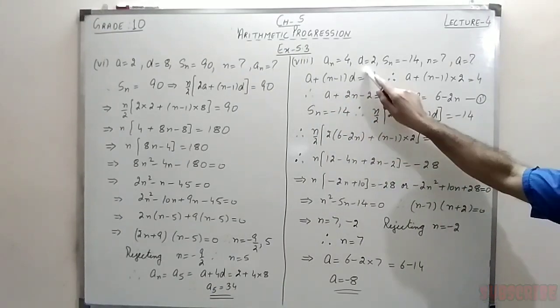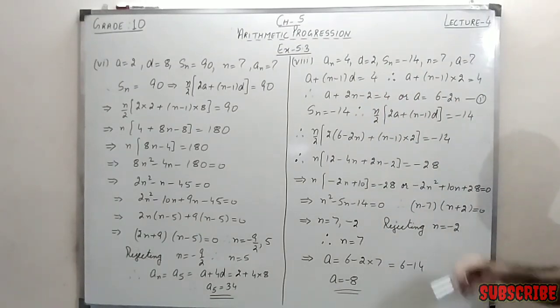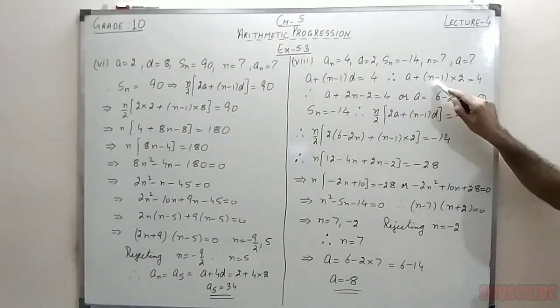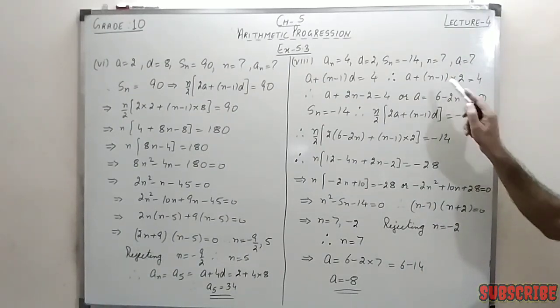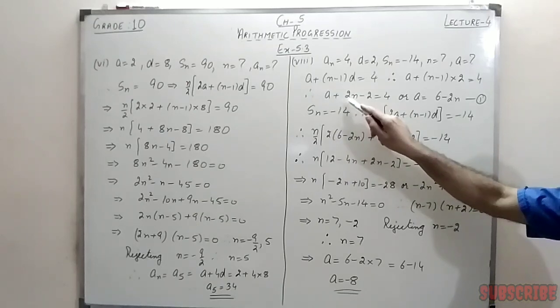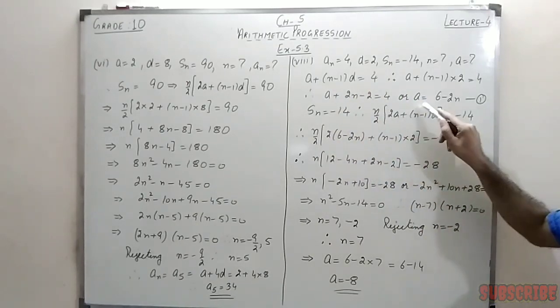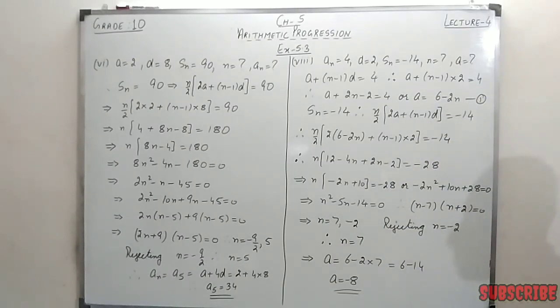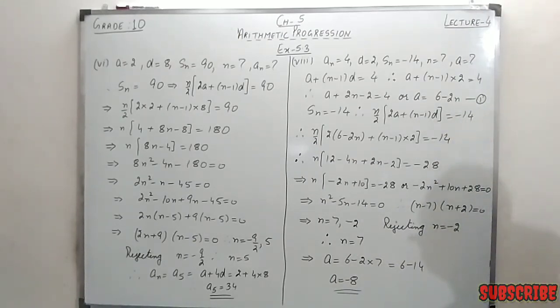Now what is given to me? d is given as 2. So I substitute the value of d as 2 here and I get a plus n minus 1 into 2 equals 4. When I multiply this 2 inside, I get a plus 2n minus 2 equals 4. From here, I can write a as 6 minus 2n. This relation I can use in the next step. So I label it 1 here.